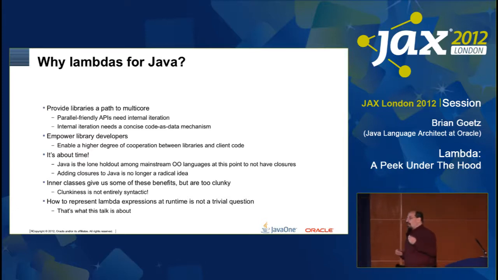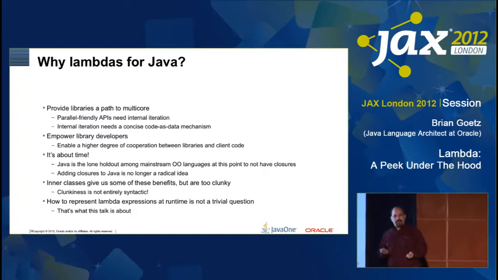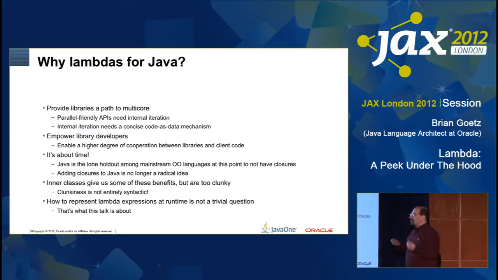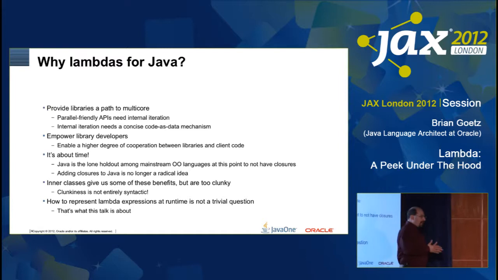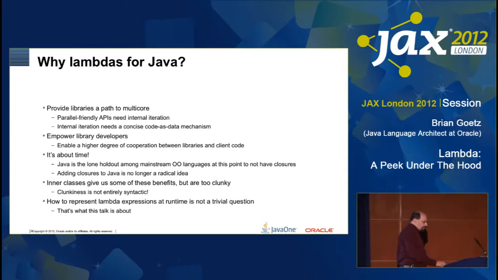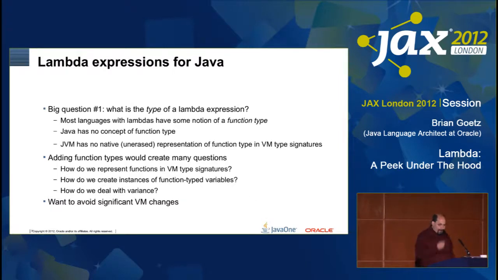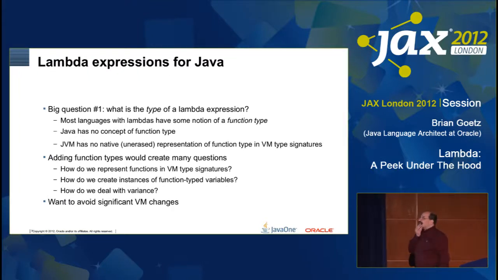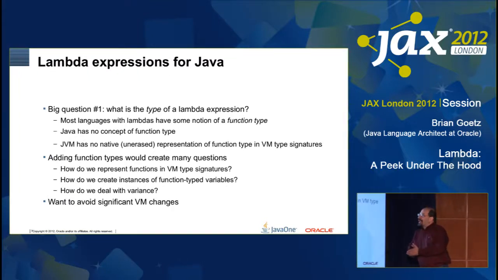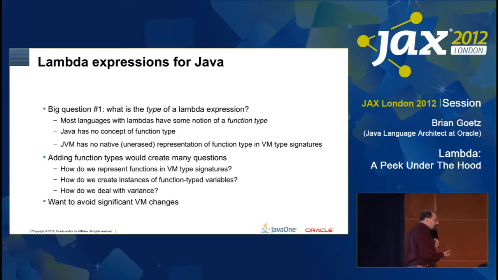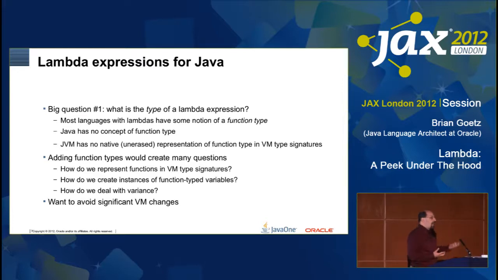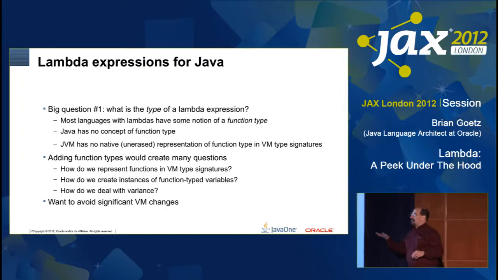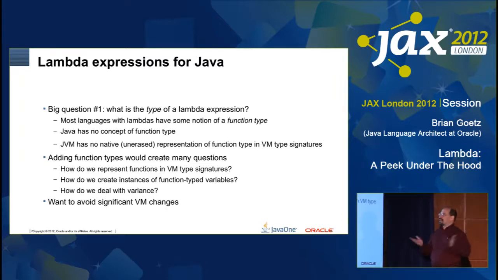So how we would represent lambda expressions at runtime is a difficult question, a lot of options, definitely not a trivial thing, and that's basically what this talk is about. So the first question that you have to answer is, okay, we're adding a new kind of expression to the Java language. What is the type of that expression? And like I said earlier, in most languages, they already have a concept of function type. So a lambda expression would have the type of some function type, function from string to int, or something like that.